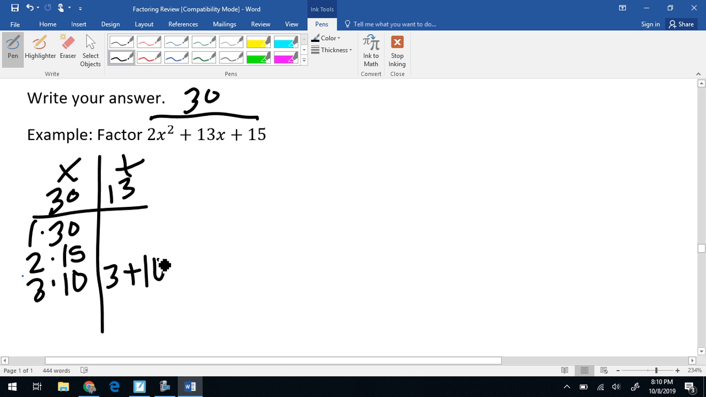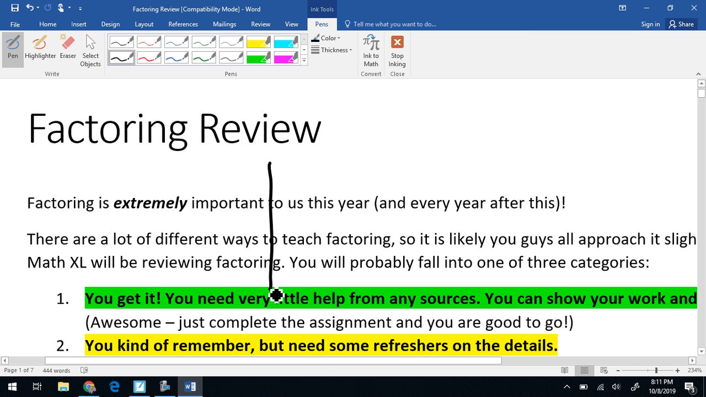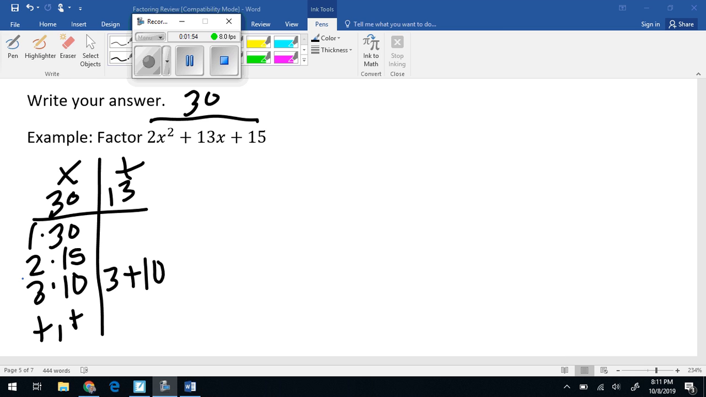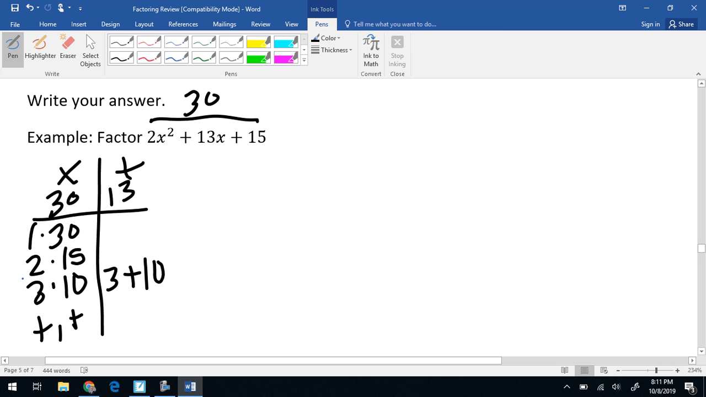By the way, I should mention my signs here. I'm multiplying to a positive and adding to a positive. So they're both going to be positive. I am going to draw the box.